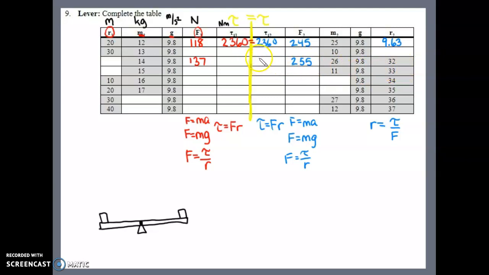So my torque here is going to be 8,160, which is going to equal the torque on the other side, 8,160. And then again, to find radius, radius is torque divided by the force. So 8160 divided by 137 gives me 59.56. So I'm going to say 59.6.